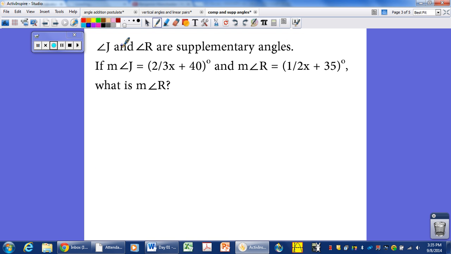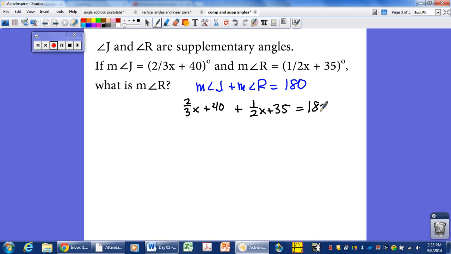This next one, angle J and angle R, are supplementary angles. That means that the measure of angle J plus the measure of angle R has to be 180. Supplementary. So let's do our substitution. J is 2/3 x plus 40, and R happens to be 1/2 x plus 35. We have to add these up to get 180.